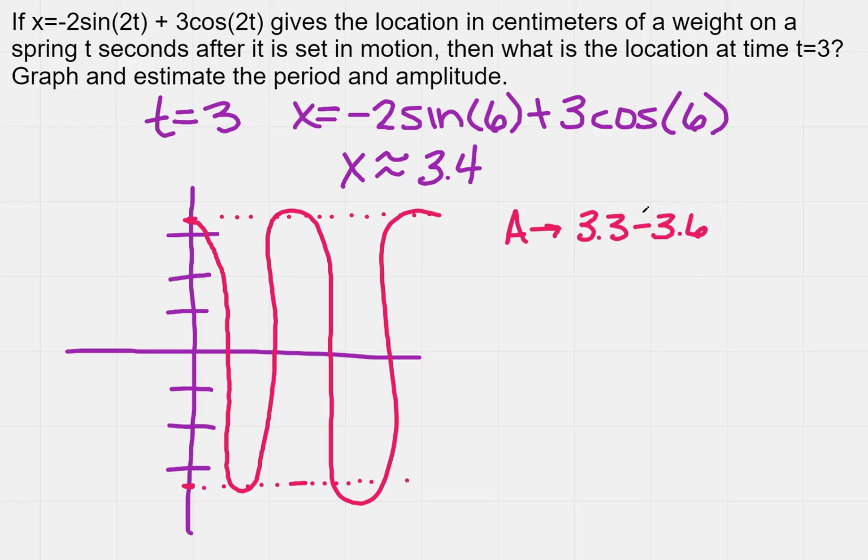So if you were in my class, if you gave me 3.3, 3.4, 3.5, or 3.6, then that's your good estimate. The other thing that we need to find is the period. Well, if we're putting sine and cosine together, we already know that the period is going to only be pi.